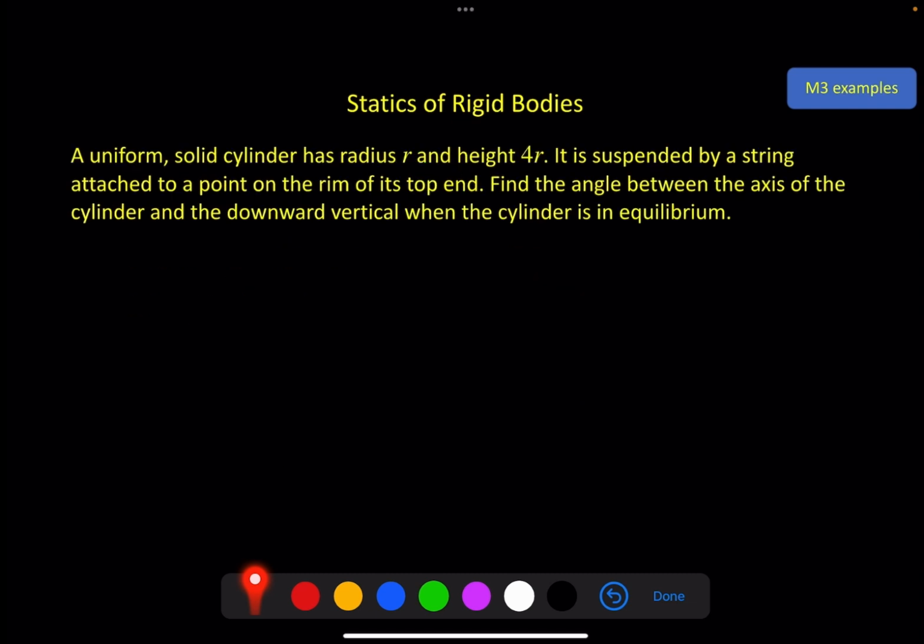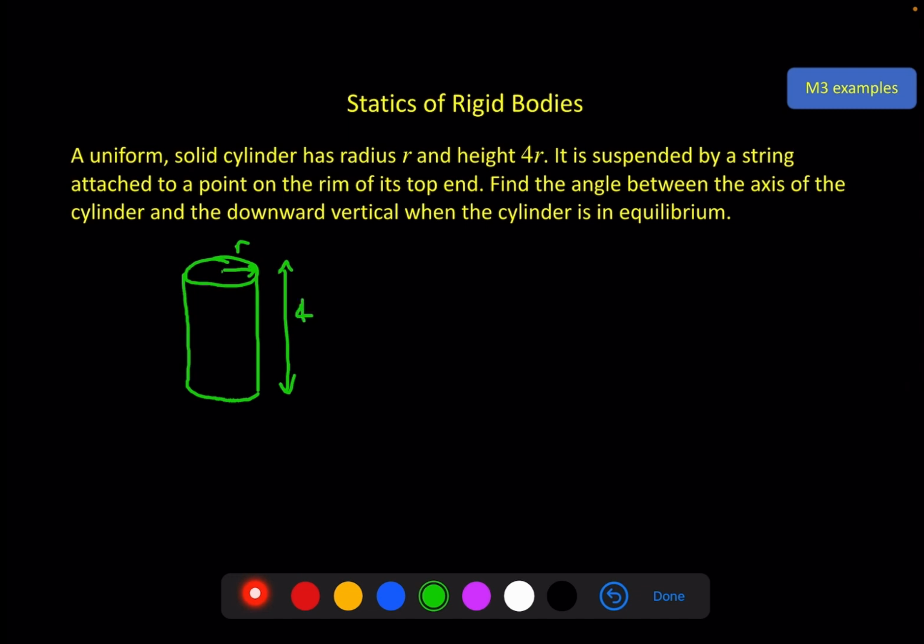A uniform solid cylinder has radius r and height 4r. It is suspended by a string attached to a point on the rim of its top end. Find the angle between the axis of the cylinder and the downward vertical when the cylinder is in equilibrium. Okay, let's get a cylinder. It's got a radius of r and a height of 4r.